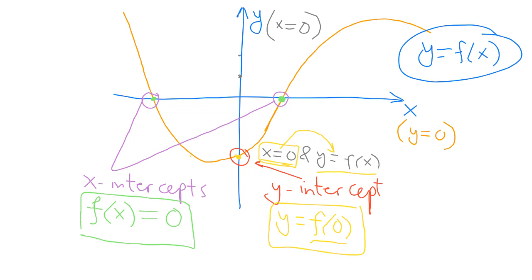But for y-intercepts, we have only one intercept, which is f of 0. Since f is a function, 0 should be mapped into one value only, right? So we have one y-intercept, right? Okay, so let us have an example.